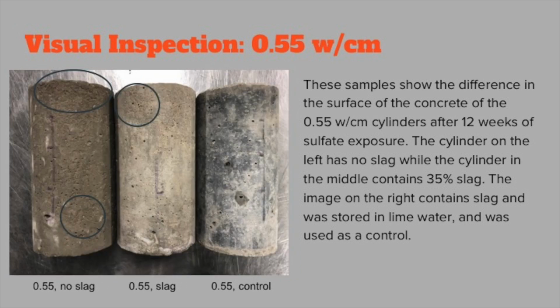So next, similar, but the 0.55 water cement ratio. And you can see the top of that left cylinder has a lot of surface damage to it. And there's a little bit more throughout that cylinder, but it's mostly there at the top. While the 0.55 that has slag in it does not have really any surface damage at all. It has a little bit, but not much. And the one on the right is the control, no surface damage at all. It was stored in the lime water. And both of these two images were after 12 weeks of exposure.